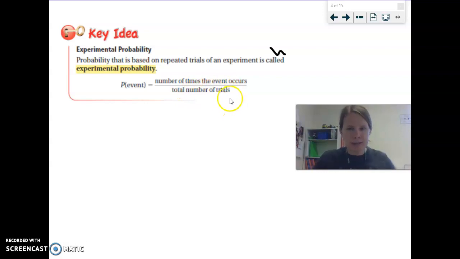So maybe you're taking a dice and you want to see how many times you can roll a 2. So every time you roll a 2, maybe you roll 3 2s, so you'd have the number of times that event happened, and it took you 13 tries to get 3 of them. So the total amount of tries. Again, we always write it as probability of the event, but sometimes we'll just leave it as a P.